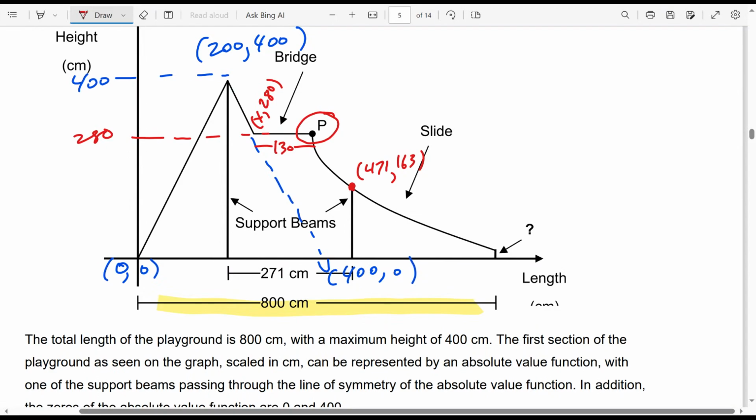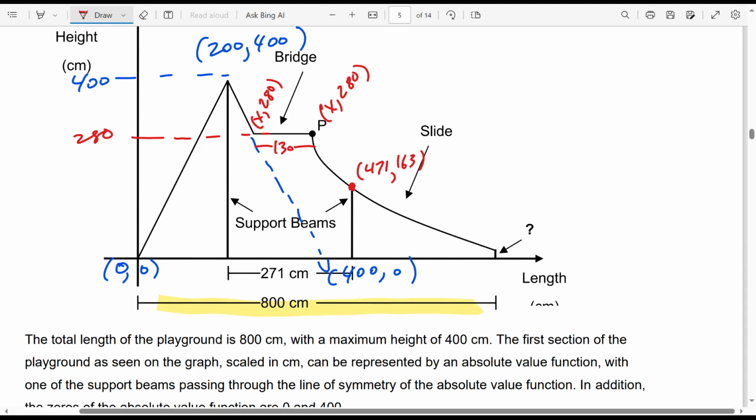Problem is, I don't know what point P is right now. I know what the y is. The y is going to be 280 for point P. It was a constant function. So isn't it just like a basic y equals mx plus b? It's just a straight line. So can you just solve for x in that thing and then just do the rest of it?